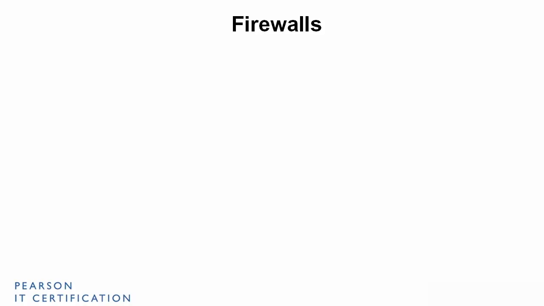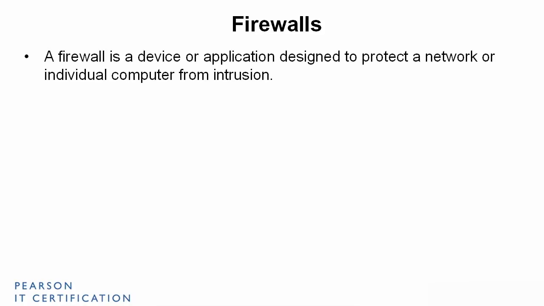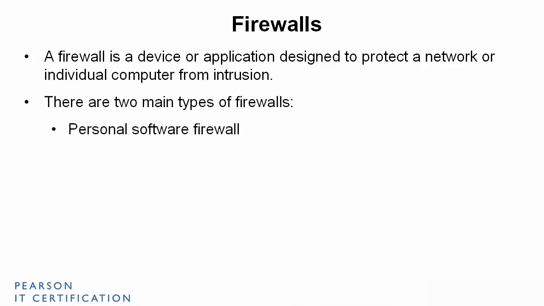Let's talk firewalls. A firewall is a device or application designed to protect a network or individual computer from intrusion. And there's two main types that you should know. The personal software firewall is the first one.